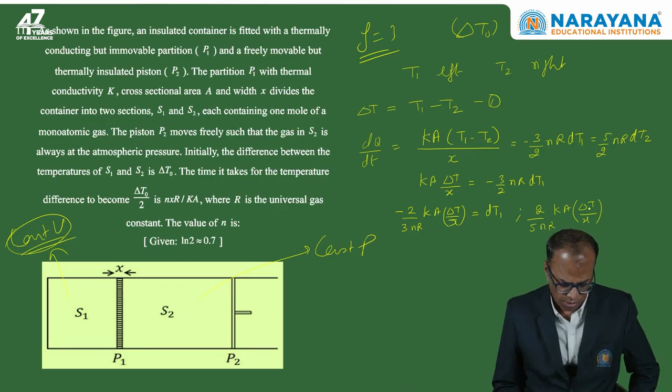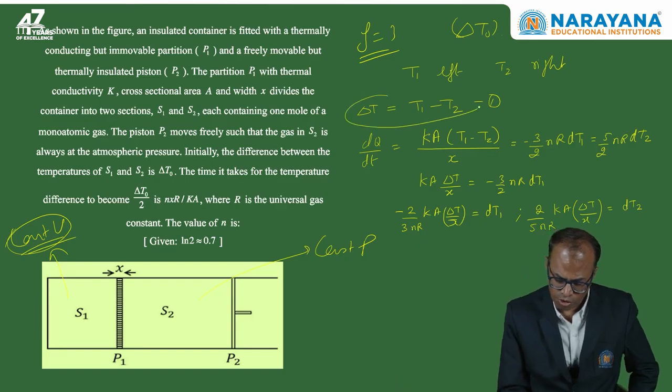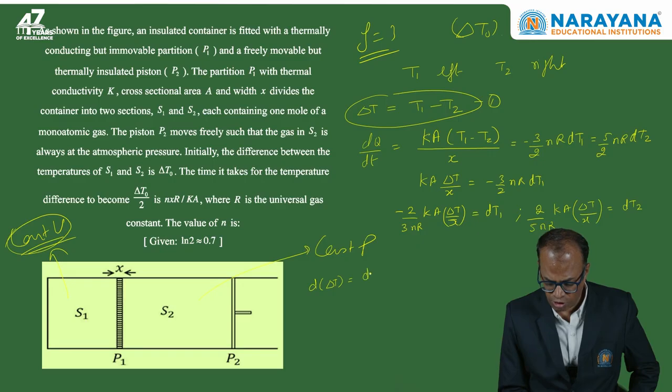X, na? Yes, it is X. Is equal to d of T2. Now this is delta T, so d of delta T is d of T1 minus d of T2. Let's plug in the value.